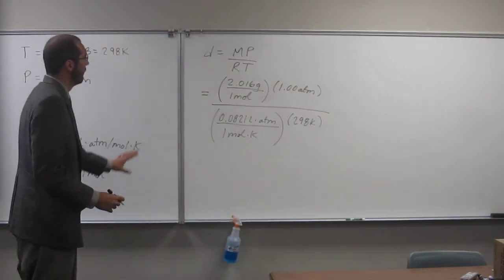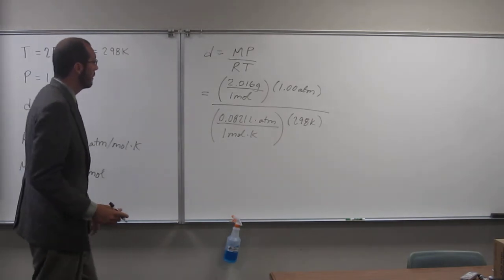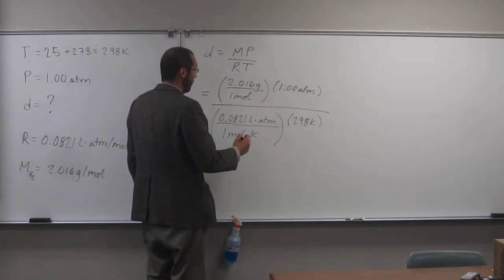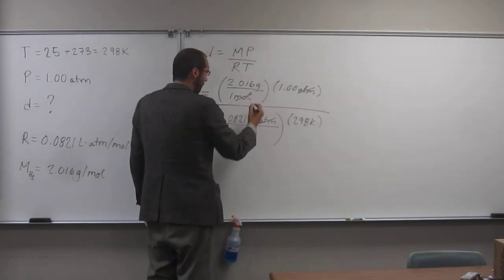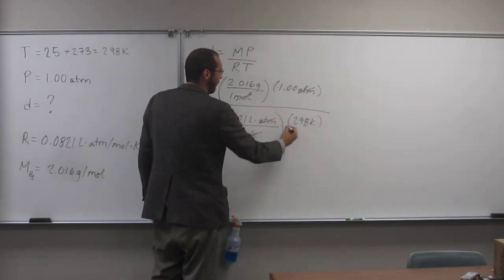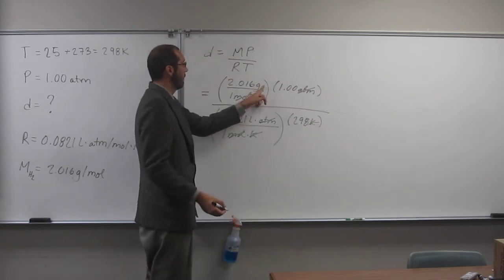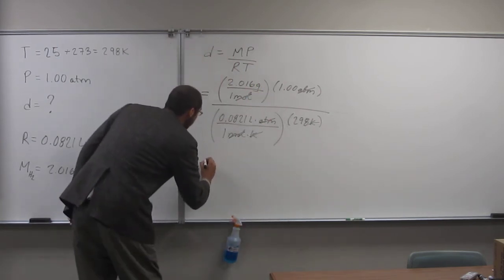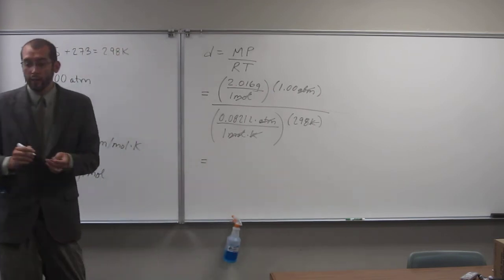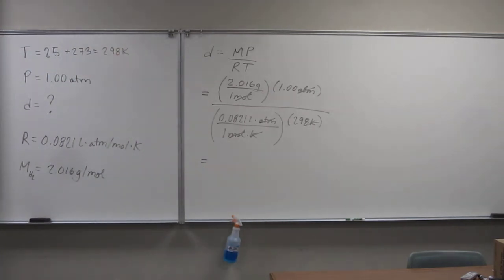Okay, so if you've done it right, all of your units should cancel out, so let's make sure they do. So atm and atm cancel there. Moles and moles cancel there, Kelvin cancel there, and we're left with grams per liter. Okay, so that's wonderful, because that's what we want. So now let's just plug all these values into the calculator and see if we get an answer that makes sense.